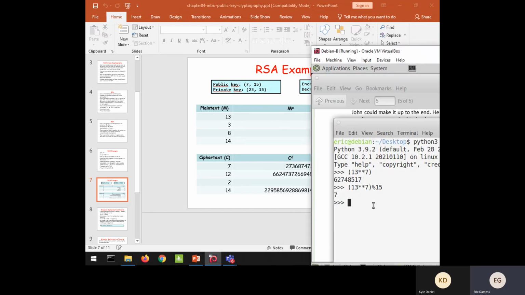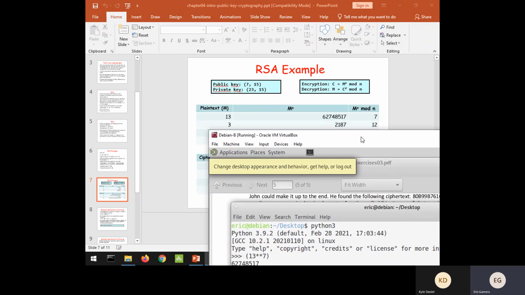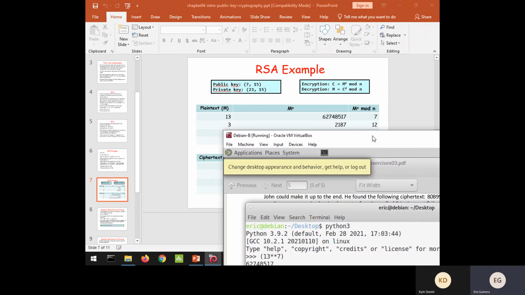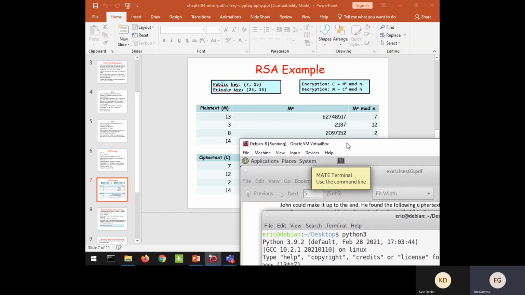If you give me a plain text of 3, I have to do 3 to the power of e modulus n. So 3 will become 12, as you can see. Let's do 8. 8 to the power of e modulus n, which is the modulus, becomes 2. So 8 becomes 2. Now let's do the reverse operation. From 7, I have to go back to 13.